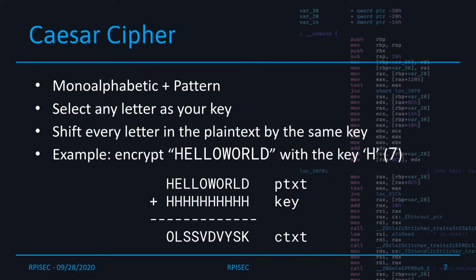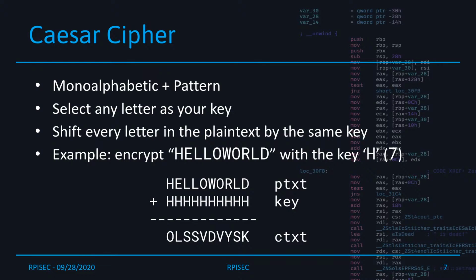So the Caesar cipher is a monoalphabetic cipher, and that means that you just replace the alphabet of the plaintext with something else, and in this case you replace it with a single letter. Or you actually shift the alphabet by a specific value. That's what I meant to say. So what you do when you're performing a Caesar cipher is you select a single letter as your key, and then you shift every letter in the plaintext by that amount.